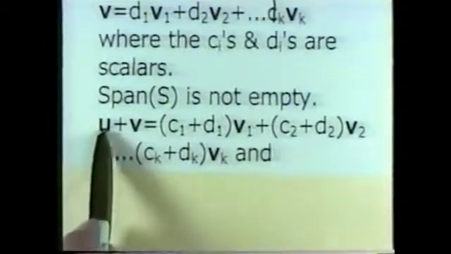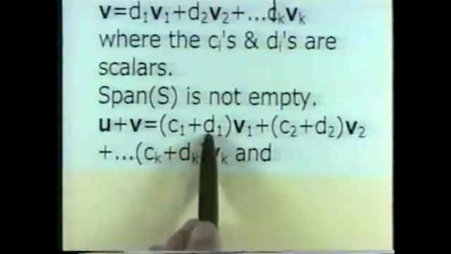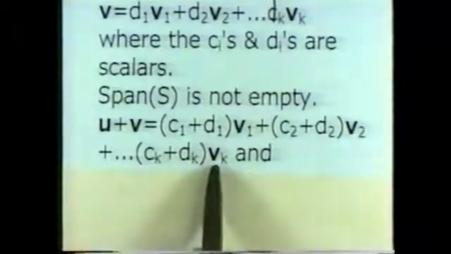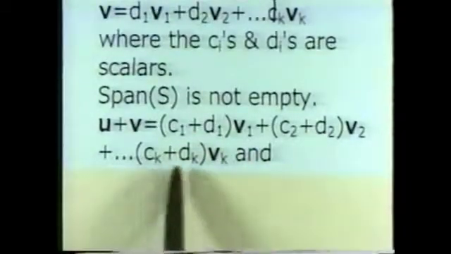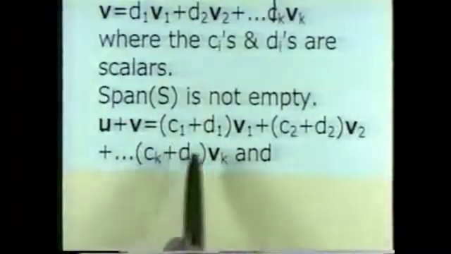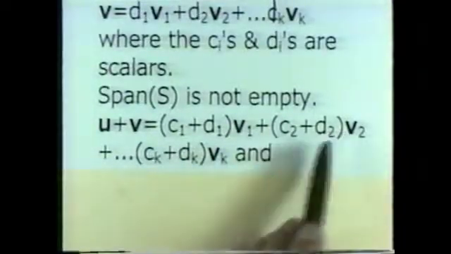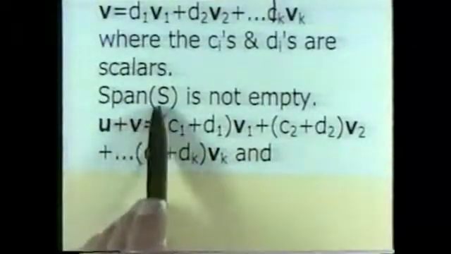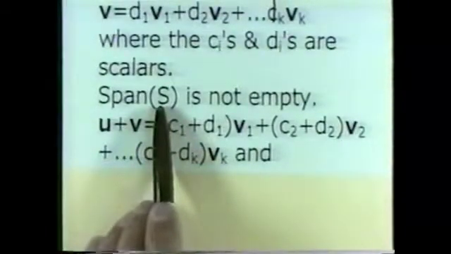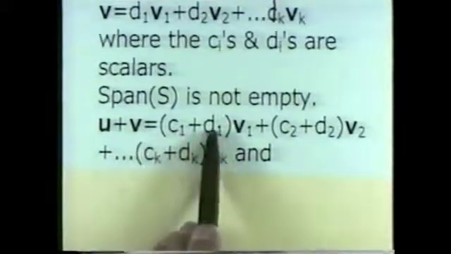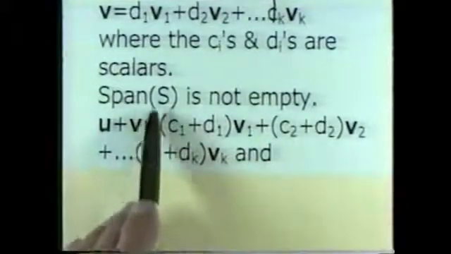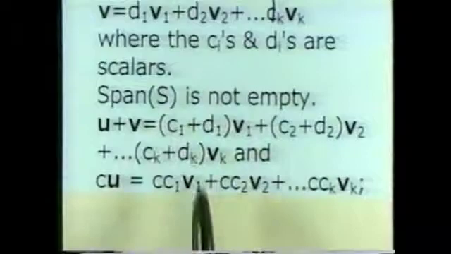So that means U plus V is a linear combination of the vectors V1, V2, and Vk, because C1 plus D1 is just a scalar, C2 plus D2 is a scalar, Ck plus Dk is a scalar. So U plus V is a linear combination of vectors V1, V2, and Vk. Since the span of S is the set of all possible linear combinations of vectors in S, then U plus V, which is a linear combination of vectors in S, must be in the span of S. So we have closure under vector addition.